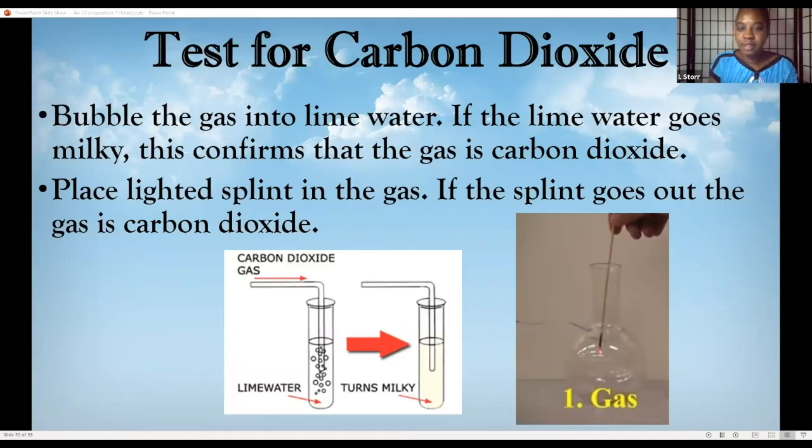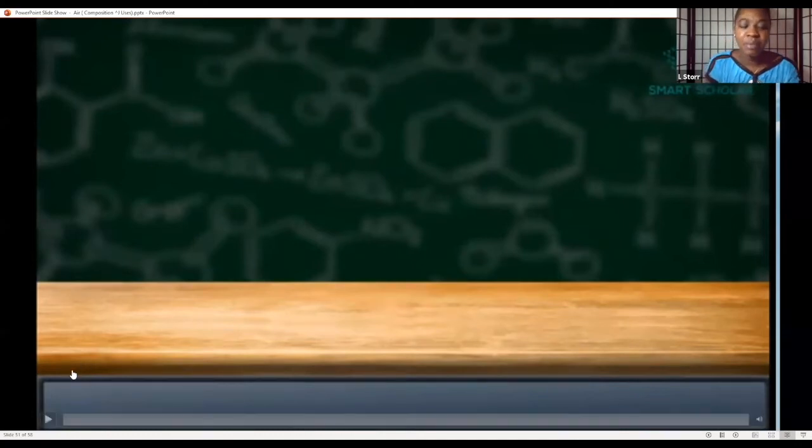Good. So next one, we're going to look at what Renan started to tell me in more depth. So remember when we did oxygen, we looked at how to test for it and also how to prepare it in a lab. So we need to know how we can prepare carbon dioxide in a lab, just in case we ever need more. So we're going to watch this video first and then we're going to do our explanation.